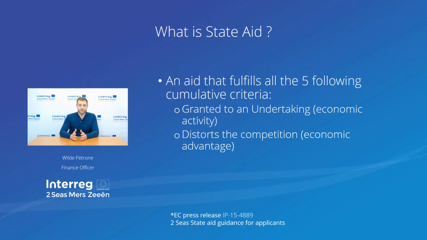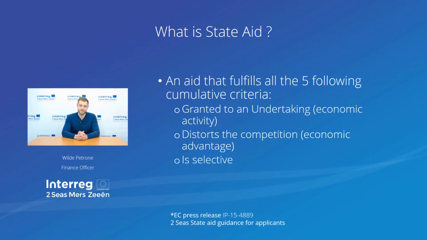A second criterion would be, does the aid distort competition? Is there an economic advantage? In that case, you will ask yourself whether the aid is giving you a benefit compared to other competitors on the market. If that's the case, it gives you an undue economic advantage. You could also ask yourself whether, on the market, other operators would do the same for a remuneration. If that's the case, that could lead to an economic advantage.